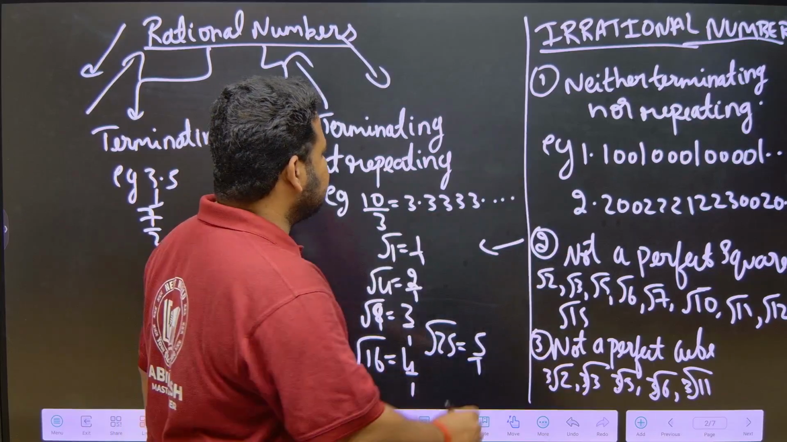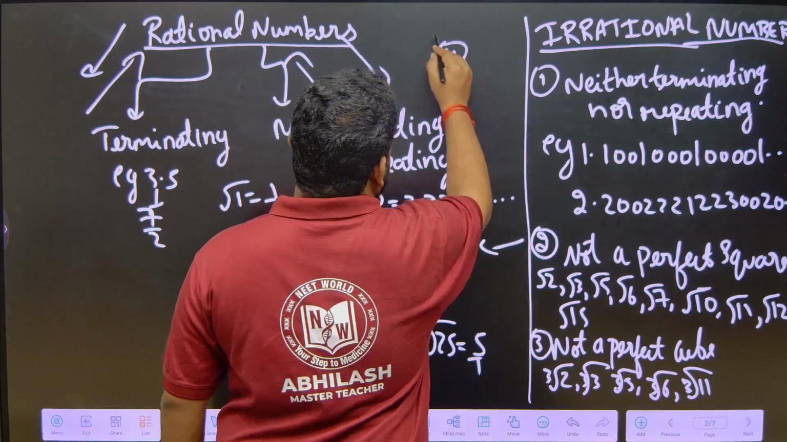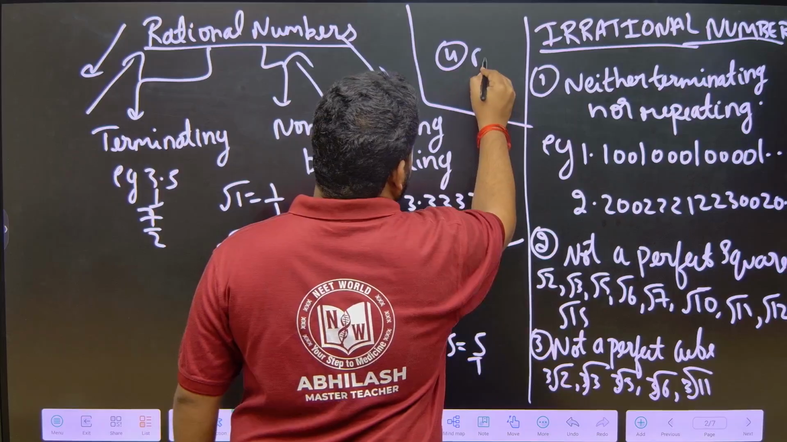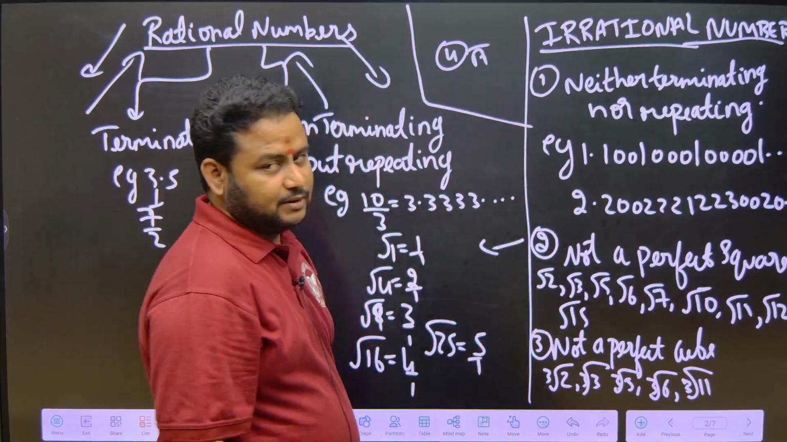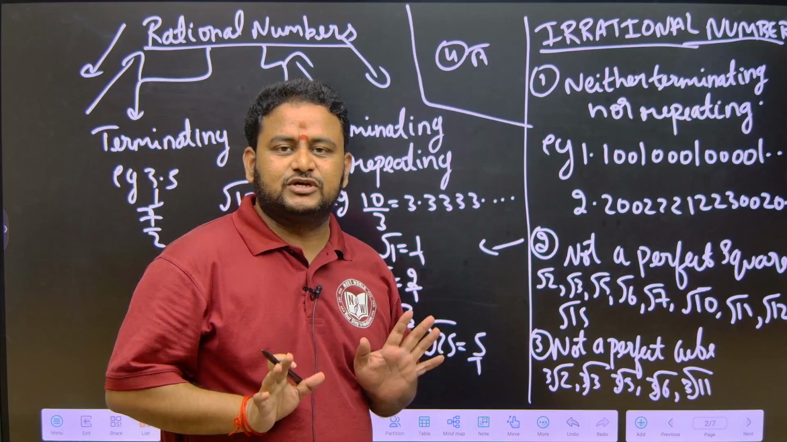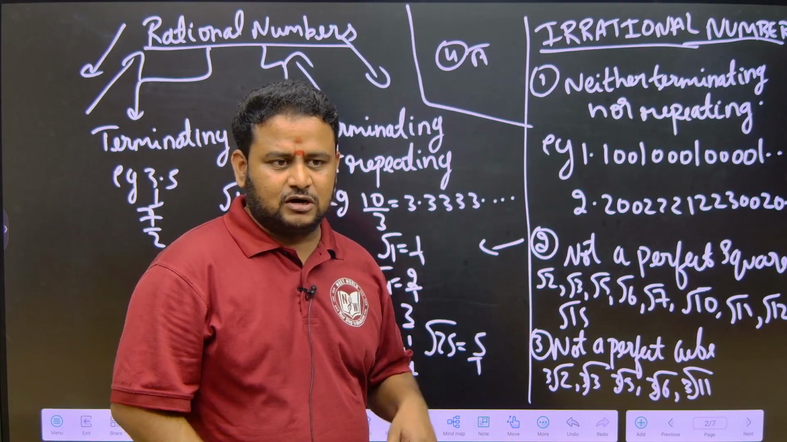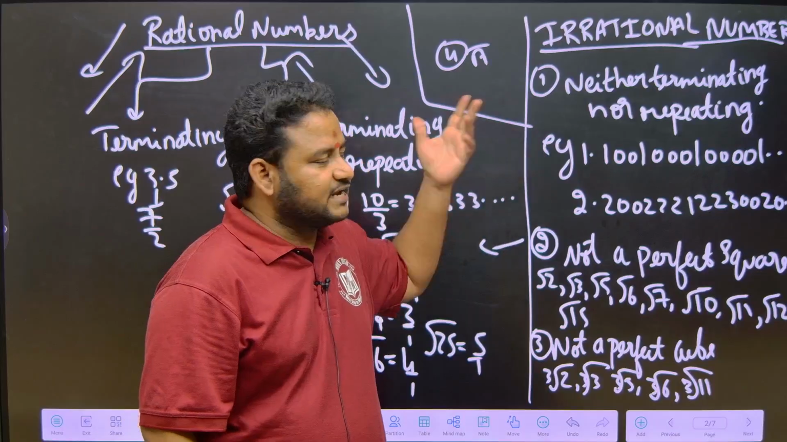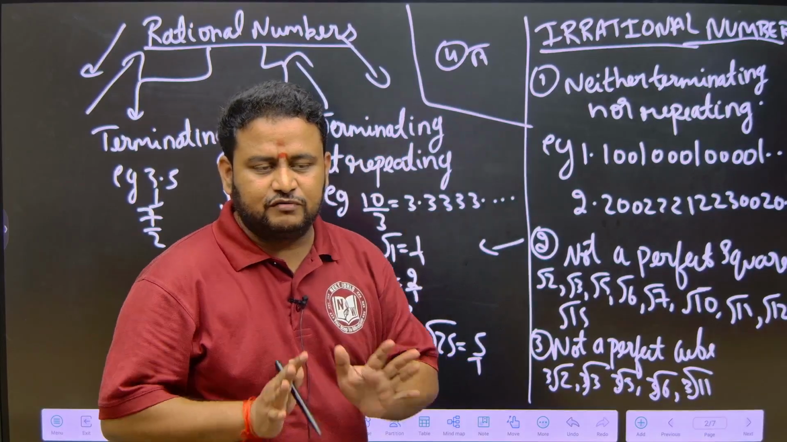Along with this, the fourth property: another number that is an irrational number is pi. Pi is also an irrational number. Why is pi an irrational number? This you will understand when I do mensuration, surface area, volumes, all these chapters. There I will explain.